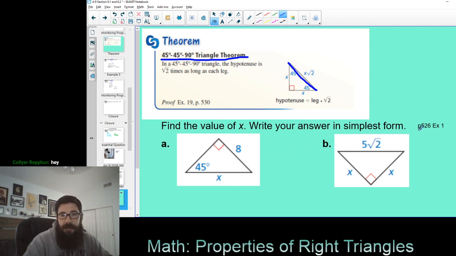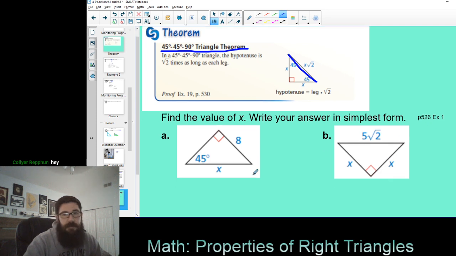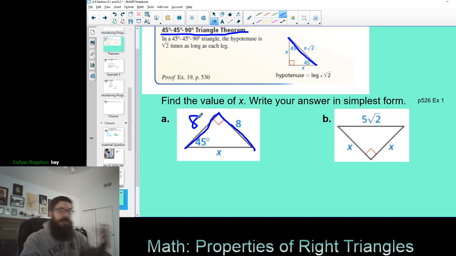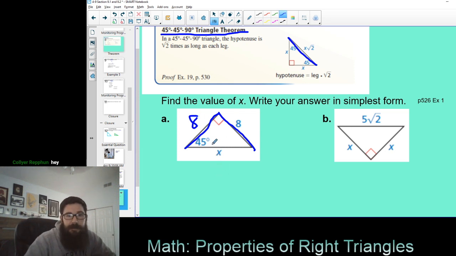We're asking you to find the value x here on page 526, example number 1. If we're looking at A, the two sides touching the right angle I know are both legs. Since both legs in a 45, 45, 90 are congruent, I know my other side here is an 8. It's not asking for it. It's good to just know. I want to find x, the hypotenuse, opposite of that 90.